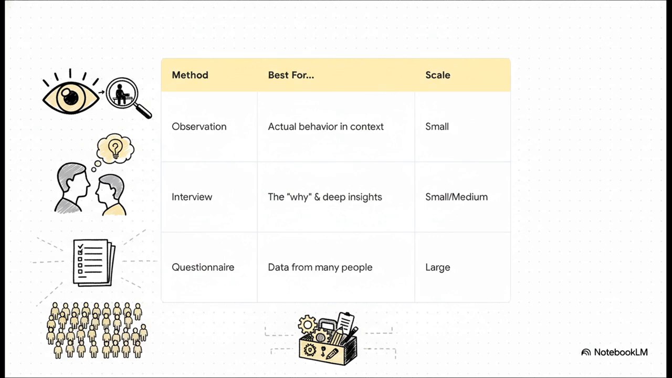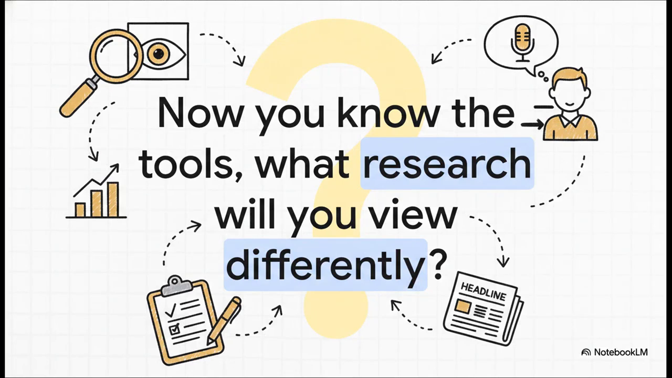If you want to know what people do, you observe them. If you want to know why they do it, you interview them. And if you want to know how many people are doing it, you send out a questionnaire. Simple as that. The real pros are the ones who are masters at picking the perfect tool for the job at hand. So there you have it, a quick peek inside the Social Scientist Toolkit.